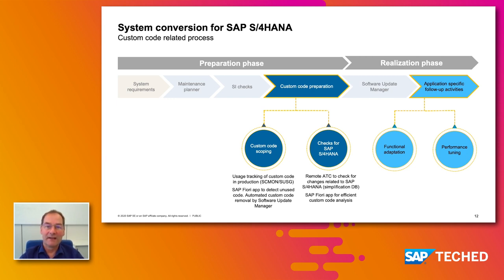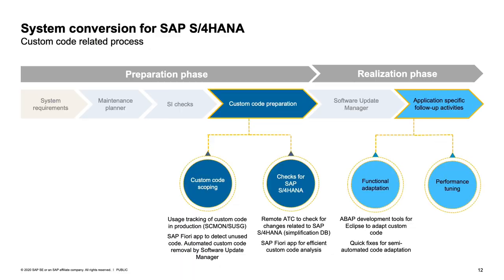Again, we analyze the system before we do the conversion. Only after the conversion of the development system, it's possible to adapt the coding, and this is done with the ABAP development tools Eclipse plugin. And there is even support for some what we call quick fixes, semi-automated, to adapt the same hits several times. So this can reduce the amount of effort to adapt your coding as well.